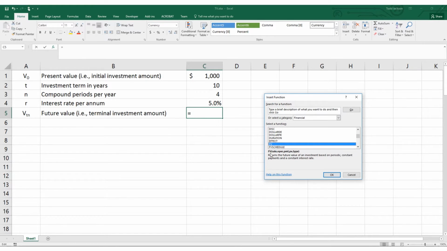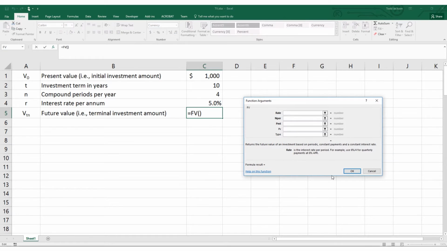So this function has a degree of flexibility in that it can be used to solve for not just future value of single sum type problems, but also future value of annuity problems where you have a stream of constant payments or constant deposits that you're trying to evaluate. So let's go ahead and activate the OK button. It will bring up a pop-up window here for us where we input the parameter values.